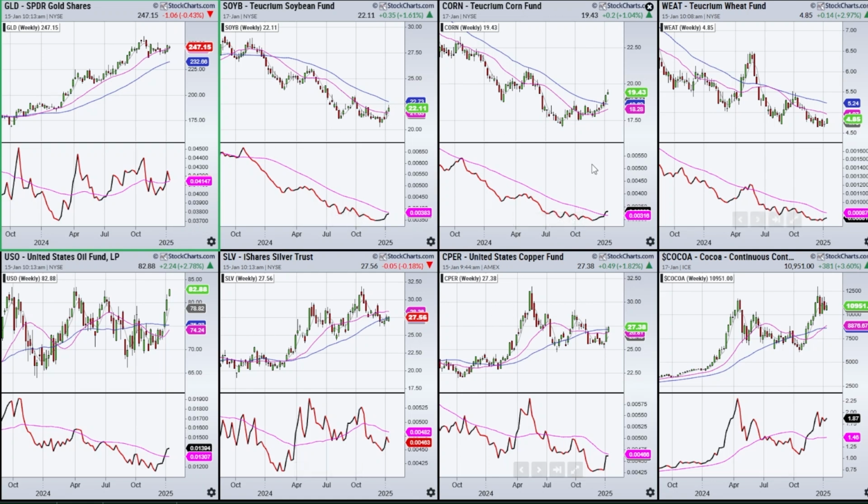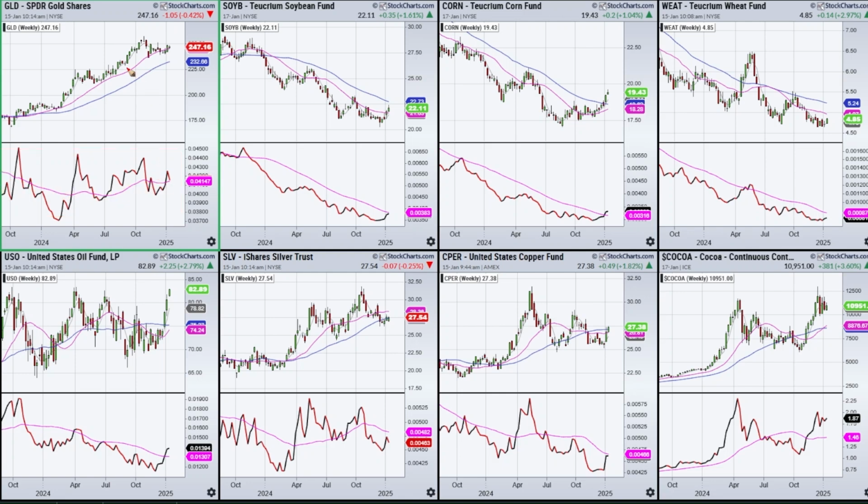All right, so I've got the commodities here, and I'm going to go through each one. One of the things I wanted to point out is that look at the big move that gold has made. So I've got a weekly chart up, and I've got the 18 simple moving average and the 40 simple moving average on the weekly chart of all of these commodities. And at the bottom, I've got a relative strength line and a moving average along with it.